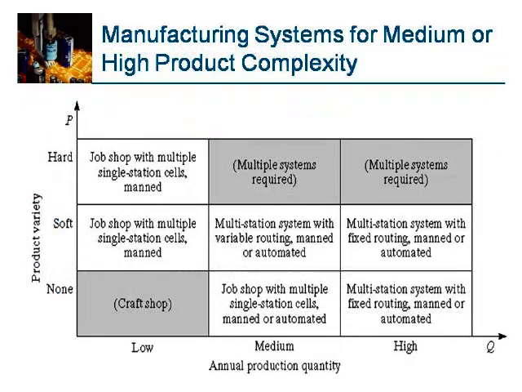Manufacturing systems for medium or high product complexity. You can see here the XY graph, the P-Q graph, which was discussed in the first class, and Q is here and productivity is high here.